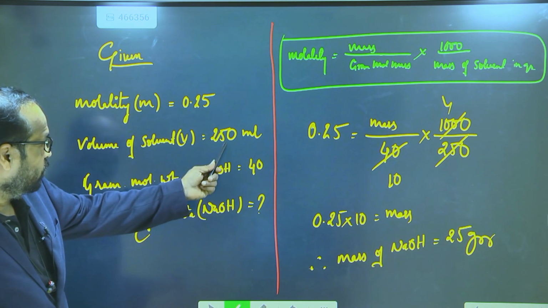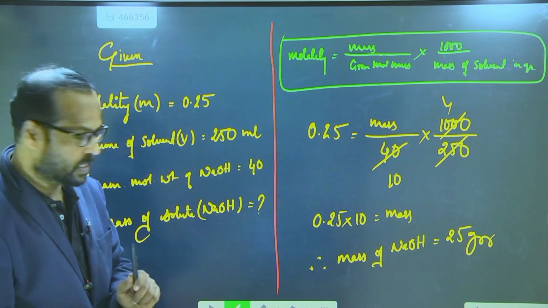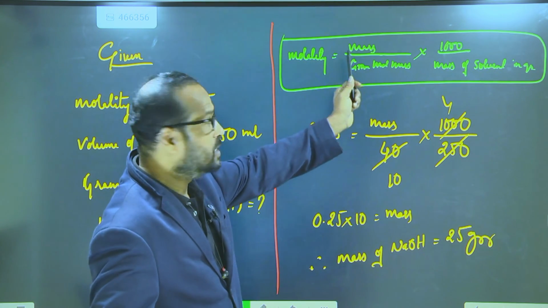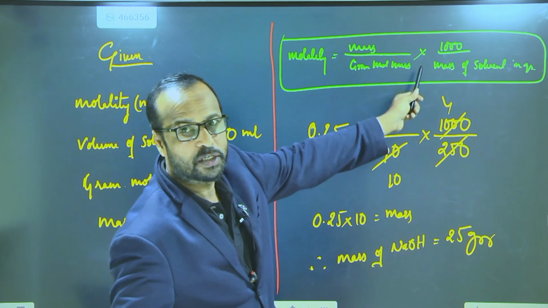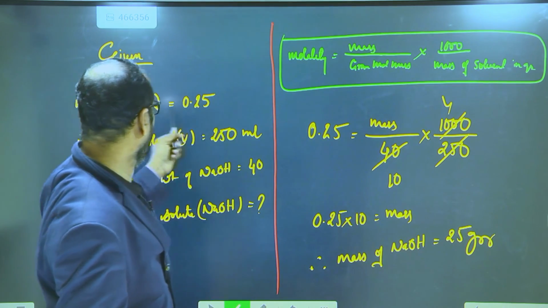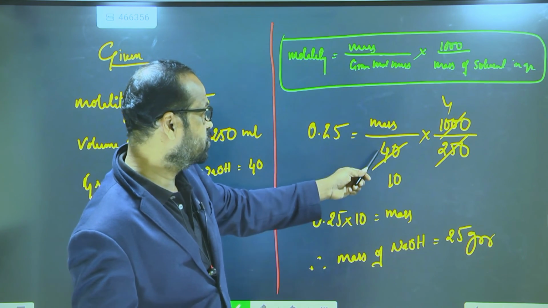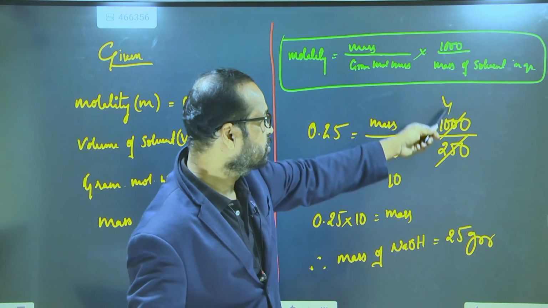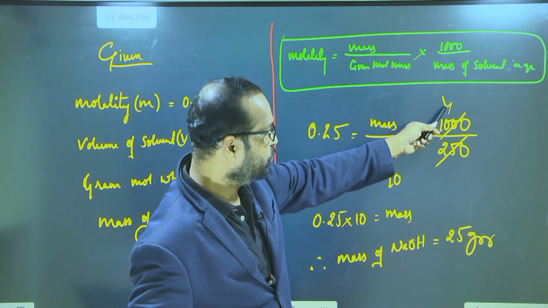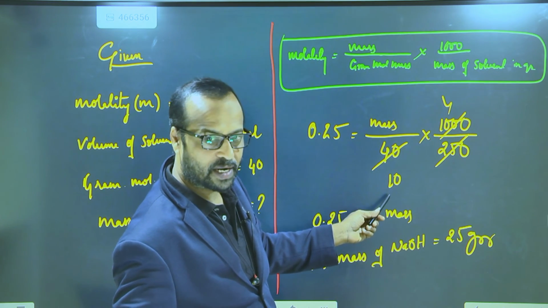So see here, molality is given, 0.25. The solvent is given as 250. Gram molecular weight of sodium hydroxide we know is 40. The mass of solute we need to find. This is the formula: molality is equal to mass by gram molecular mass into 1000 by mass of the solvent in grams. So 0.25 is equal to mass, which we don't know, by 40 into 1000 by 250. 250 ones are 250, 4s are 1000, so the 4 cancels. Now 4 ones are 4, 4 tens are 40, so we get 10 left here.